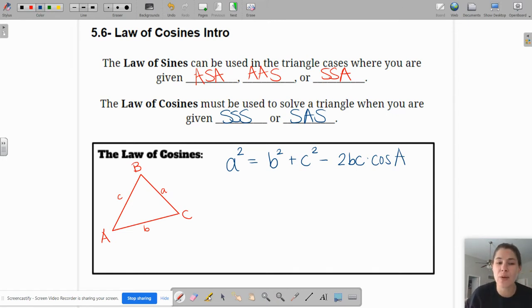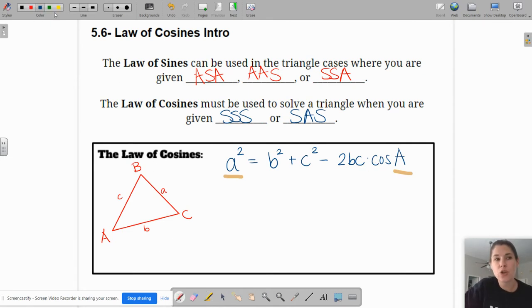A couple things that I want to point out to you. First of all, the beginning and the end always kind of use the same letter. So right here we have side A, and at the end, we have angle A. Anything else in the middle deals with the other letters, and it's just the sides. So an angle only shows up once at the end where you're taking the cosine of it. Everything else is just side lengths.